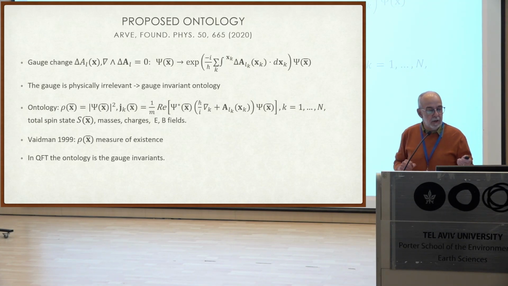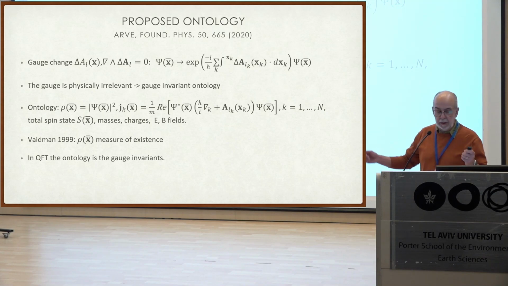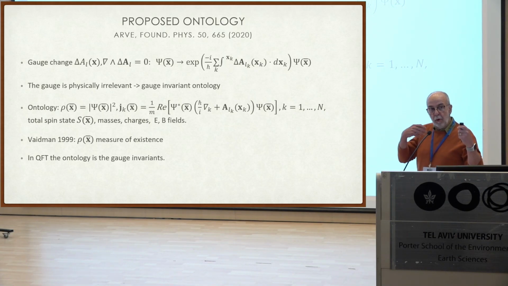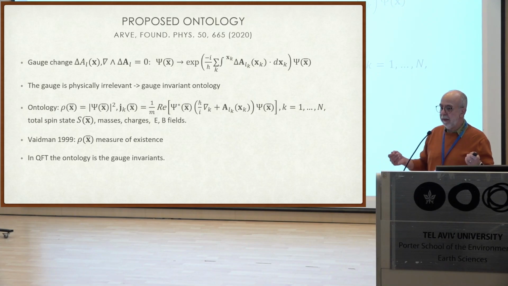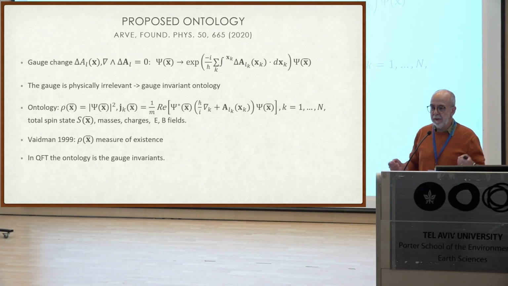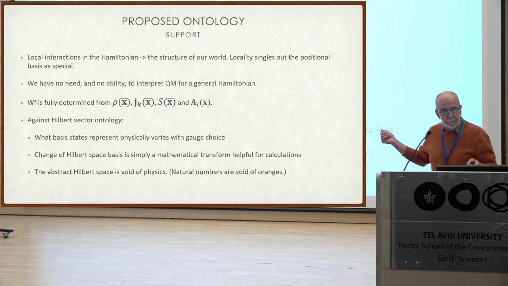Now, Vaidman already in 1999, or was it 1998, said that this density is the measure of existence. And that really points to an ontological character of this, if I understand the words correctly. In QFT, of course, also the ontology will be the gauge invariance. That's easy to explain in QED, but QCD seemed to be a little bit more resistant to how that should be written down. It might not be so difficult, though.